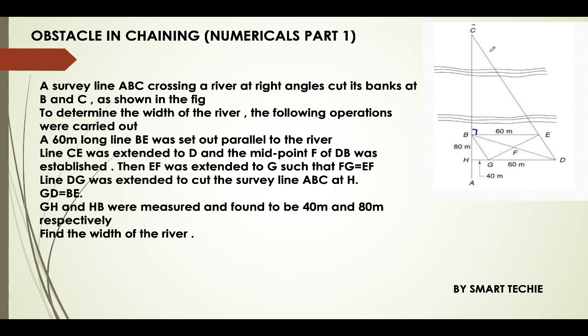Line CE was extended to D, and the midpoint F of B and D was established. Then EF was equal to FG. Line DG was extended to cut the survey line ABC at H. So HD was equal to BE, that is 60 meters. So GH and HB were found to be 40 meters and 80 meters respectively. So find the width of the river. Width of the river is BC.